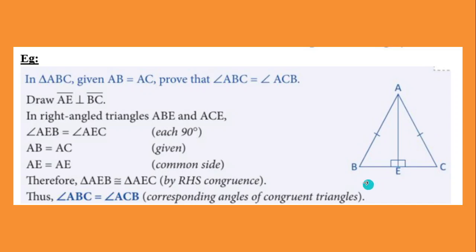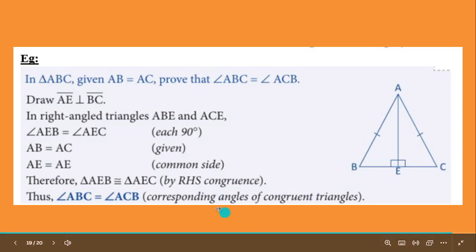Now next, it is given that AE is here also and AE is here also. It means AE is the common side, which is equal in both. So now you got the hypotenuse equal in both the triangles. One side is also equal in both the triangles and one angle has 90 degrees. So what we can say? We can say the triangle AEB is congruent to triangle AEC. How? By RHS congruence. But we have to prove that this angle and this angle are also equal.